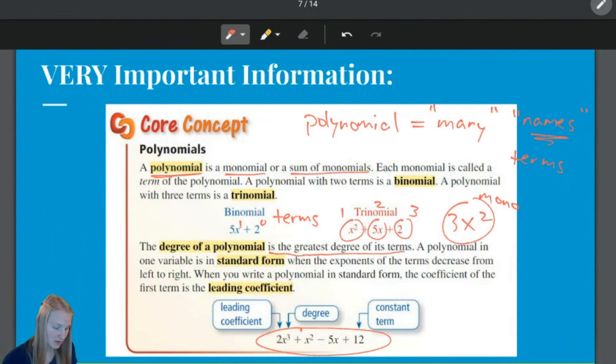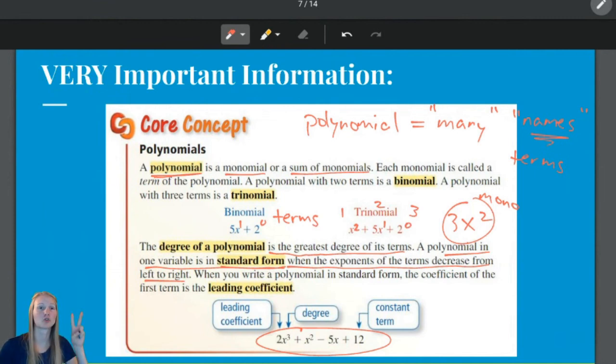A polynomial in one variable is in standard form when the exponents of the terms decrease from left to right. An example of that is this trinomial. We have degree 2, degree 1, and degree 0. See how it goes 2, 1, 0. We count down from left to right. If this were written like 2 plus x squared plus 5x, this is not in standard form because it goes 0, 2, 1 instead of 2, 1, 0. Oops, I dropped my pen.